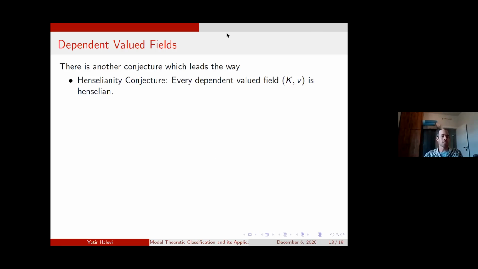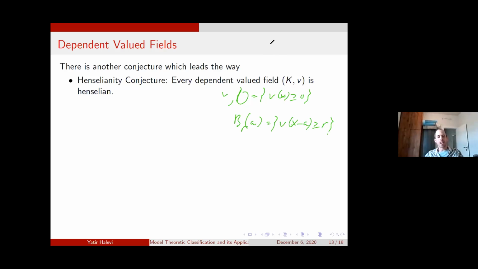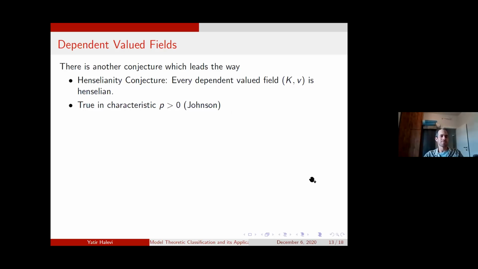So recall that every time that you have a valuation, v, then of course you have the valuation ring, just the elements of non-negative valuation, but you can also talk about balls, right? Balls of radius r. So it gives you a topology. The conjecture is that if the theory is dependent, it must be Henselian. Why do I mean that it's something really topological in nature? Because if the valuation is Henselian, it means that we have some kind of an inverse function theorem around, similar to p-adic analysis. This conjecture is true in positive characteristic by Johnson, using the fact that you have Fubini around.